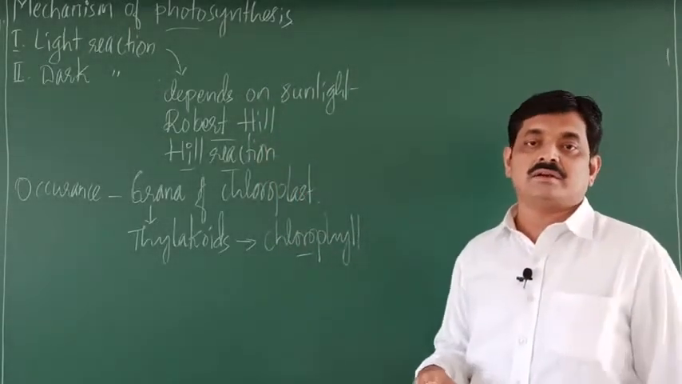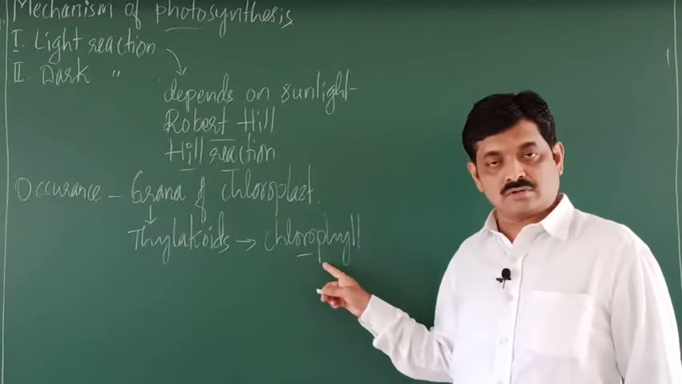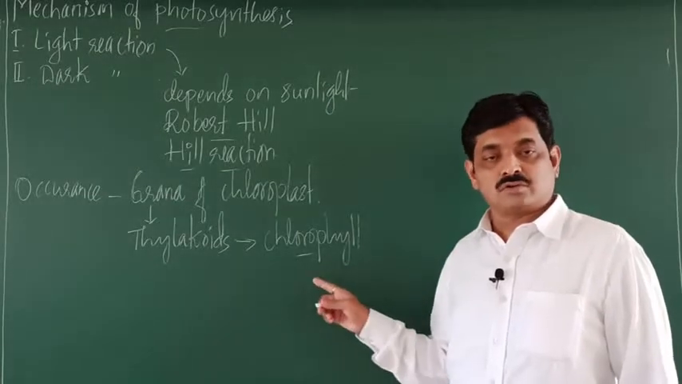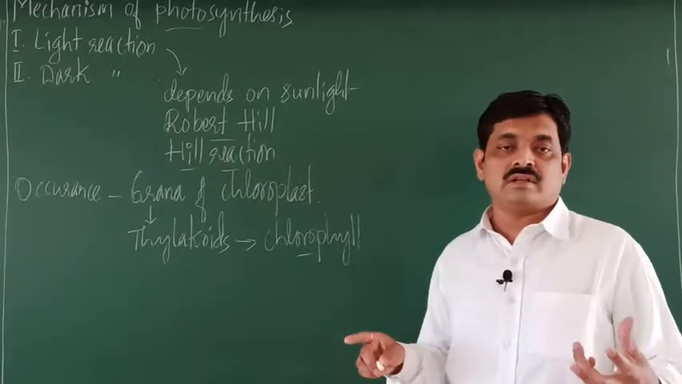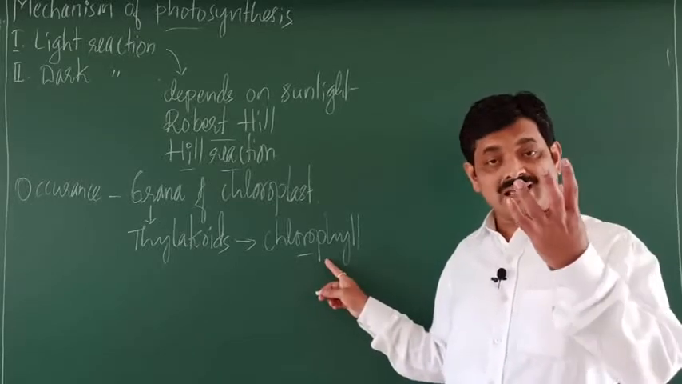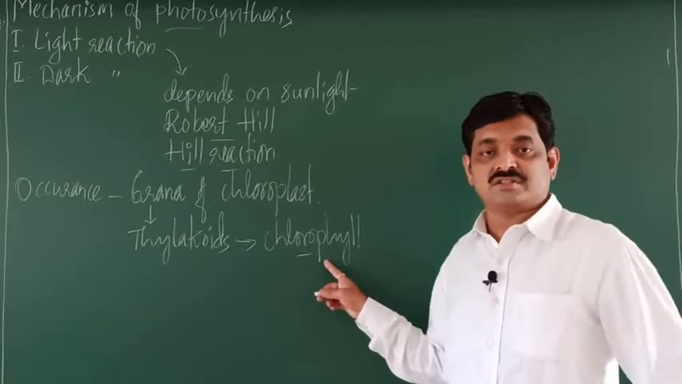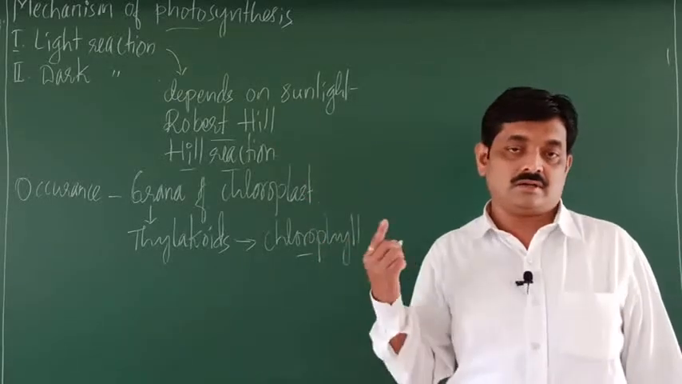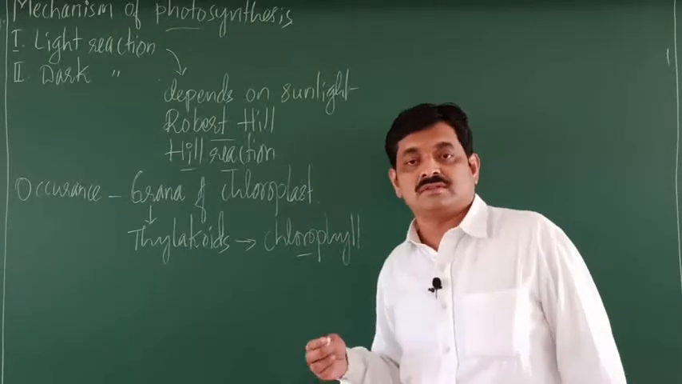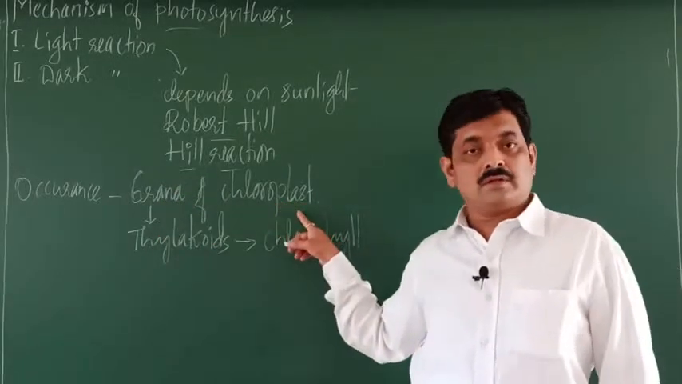contain a green colored pigment which is called chlorophyll, and this chlorophyll is involved in photosynthesis, right? It is involved in the light reaction of photosynthesis. So chlorophyll absorbs the sunlight and it starts the light reaction. So light reaction of photosynthesis occurs in the grana of chloroplast.